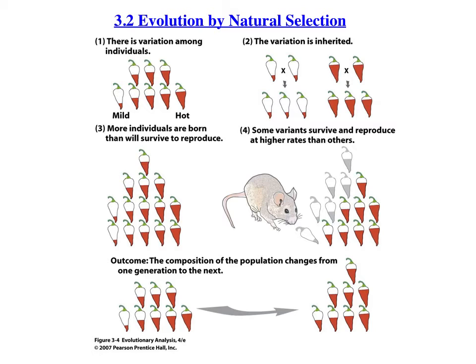So more individuals need to be born than can survive and reproduce, right? So you have to have that material first. And then some of the variants will survive and reproduce at higher rates than others. Because you have here a mouse that's going to come, and the mouse is going to select for the more mild chili peppers. Therefore, the more spicy chili peppers are the ones that are going to survive and reproduce. In the next generation, down here at the bottom, let's say you had a spiciness allele frequency that has gone up or down. It's gone up, right? Because the less spicy ones had been selected against by the mouse.